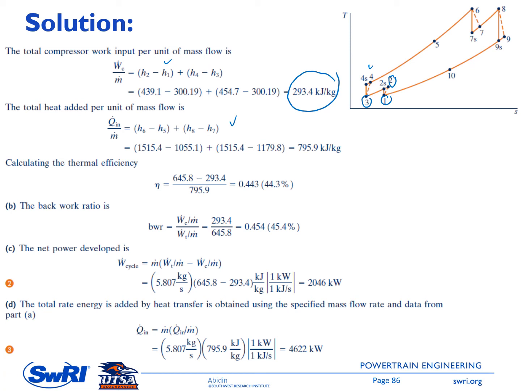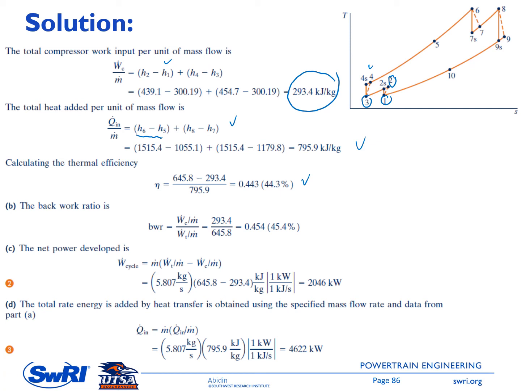From the first combustor, the Q in is H6 minus H5, and then from the reheat combustor it is H8 minus H7. So you just plug in the numbers, and you will get 795.9. So we have the compressor work, the turbine work, and the total Q in, then we can calculate the thermal efficiency of the system.